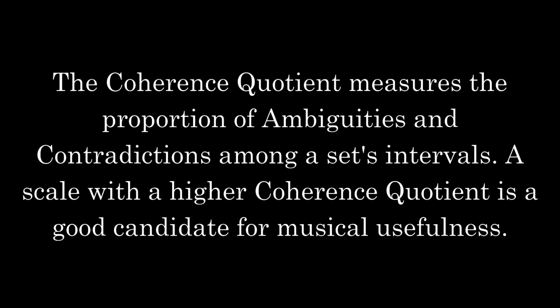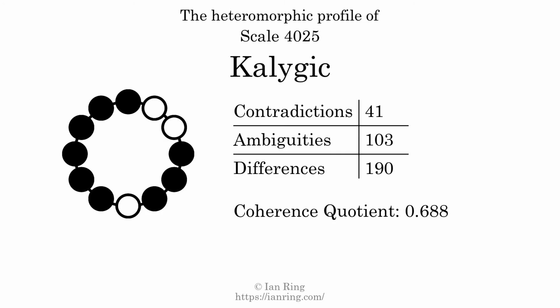The coherence quotient measures the proportion of ambiguities and contradictions among a set's intervals. A scale with a higher coherence quotient is a good candidate for musical usefulness. The coherence quotient is 0.688.